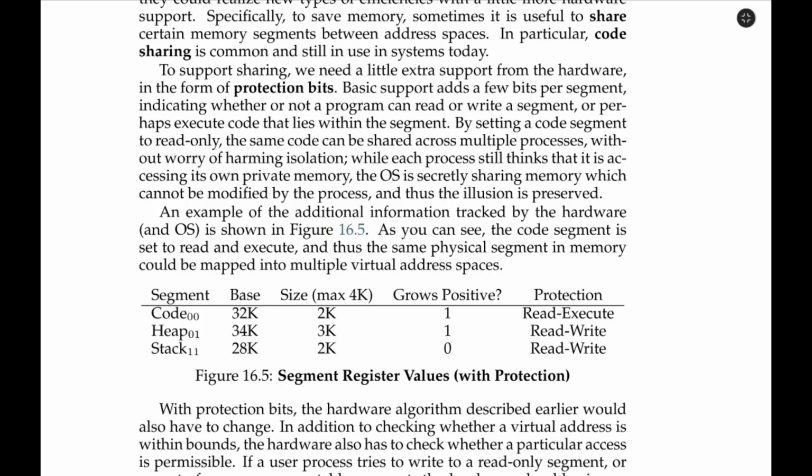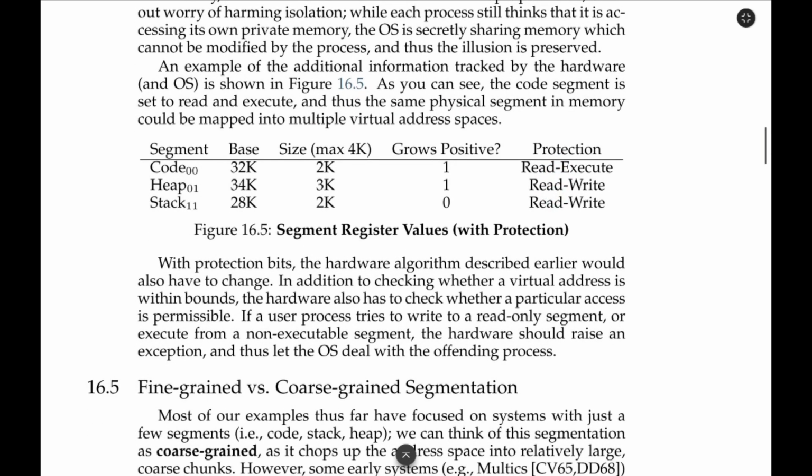An example of the additional information tracked by the hardware and OS is shown in Figure 16.5. As you can see, the code segment is set to read and execute, and thus the same physical segment in memory could be mapped into multiple virtual address spaces. Figure 16.5: segment register values with protection.